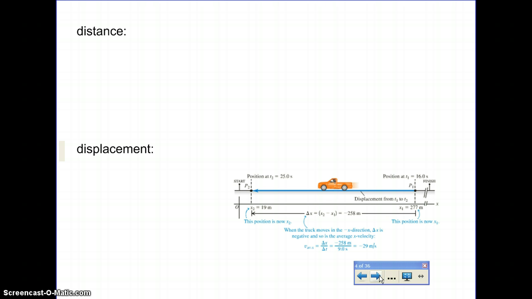Distance is a scalar quantity. We use d for distance. And distance is a total measure of how far something moves. That is, if something changes direction, we pay no attention to it with distance. If something moved 5 meters to the right and then moved 3 meters to the left, the total distance it moved is 8 meters, and we don't care about the direction.